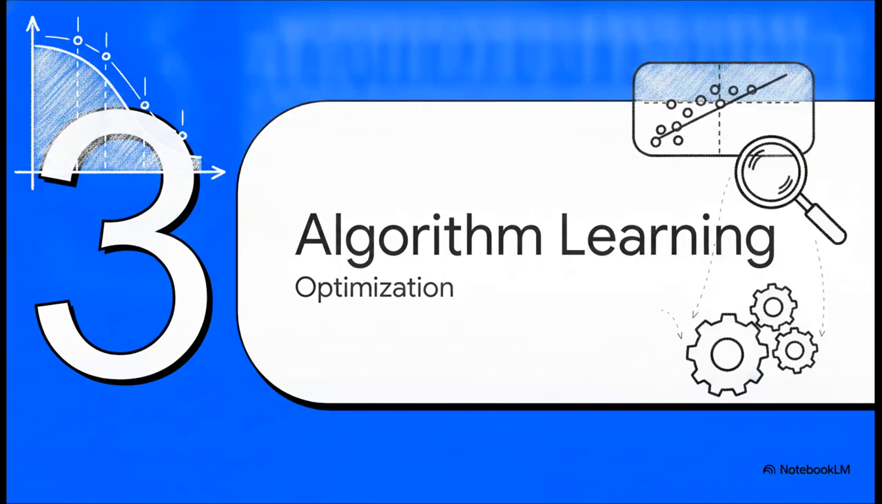Okay, section 3, how the algorithm learns, optimization and gradient descent. Let's explore how the machine actually shrinks these residuals to find that perfect line.